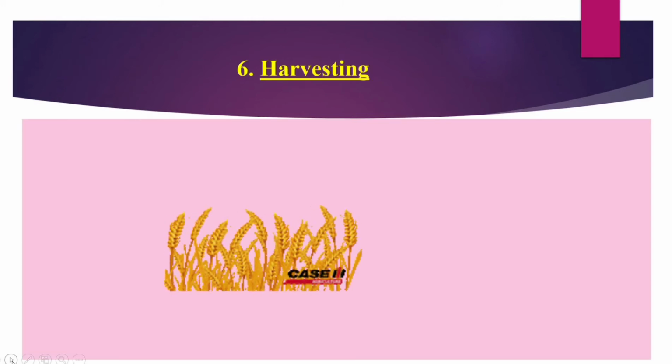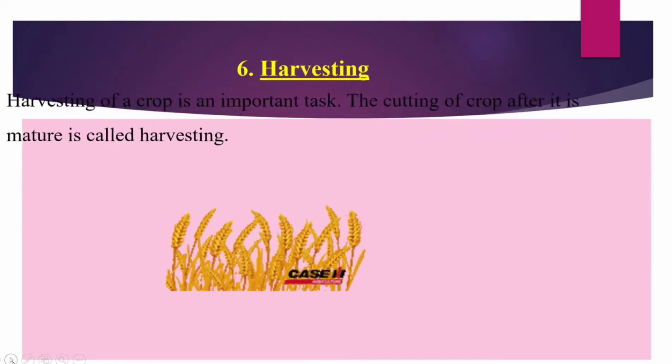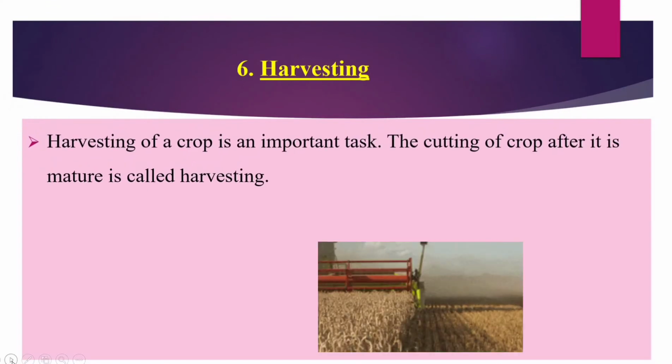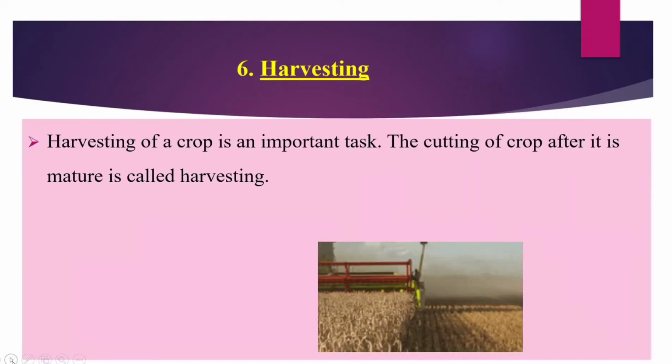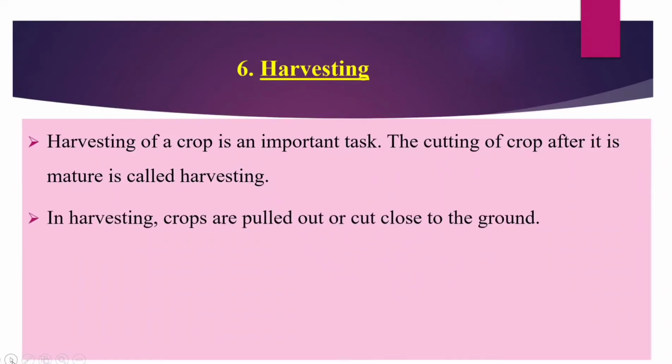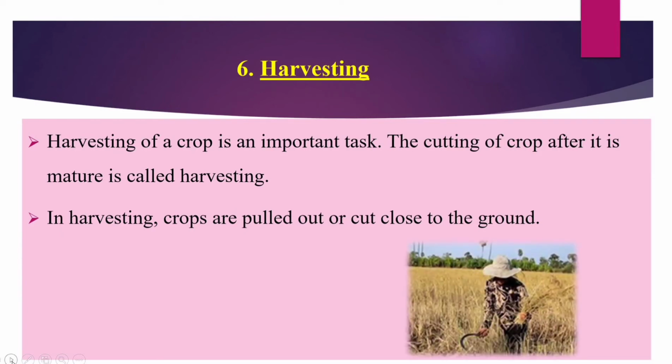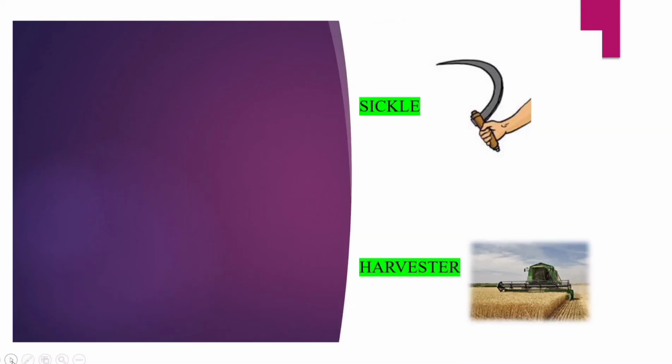Yes, our next step is harvesting. So harvesting of a crop is an important task. The cutting of crops after it is matured is called harvesting. In harvesting, crops are pulled out or cut close to the ground. You can see in this image also how the man is cutting the crops.